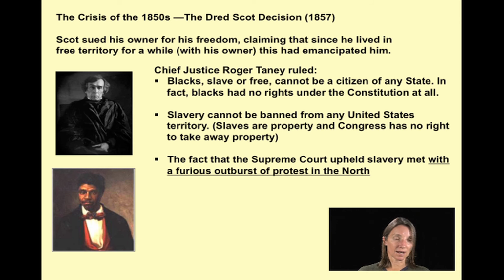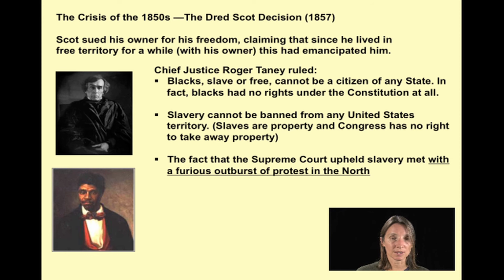Another really big one was the Dred Scott decision, right? This is a Supreme Court decision in 1857. Dred Scott was a slave who was owned by a doctor, and the doctor moved to free Northern Territory for a little while, took Dred Scott with him, and then he moved back to the South. Dred Scott sued his master and said because he moved to the North at some point in his life, that meant that he was emancipated, he was freed, because you can't be a slave in the North. And so he challenged his status as a slave.